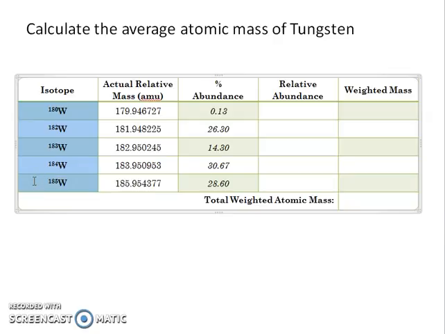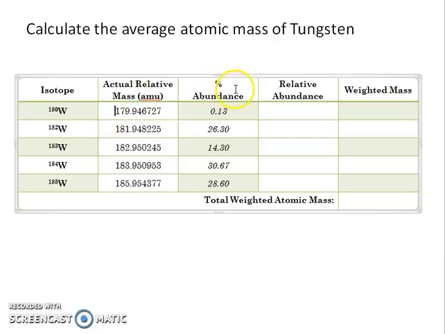isotopes. Remember that isotopes are atoms of the same element with different numbers of neutrons, which results in them having a different mass. And the second column here is showing the actual relative atomic mass. And remember that with mass number, which is what's in the first column, it's rounded to the nearest whole number. So you'll see 179.94 and change becomes 180.